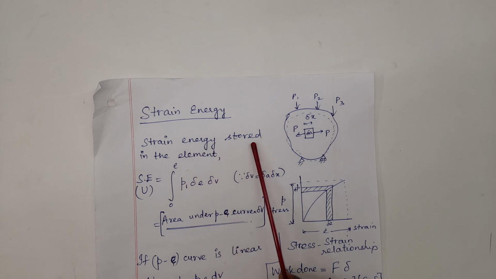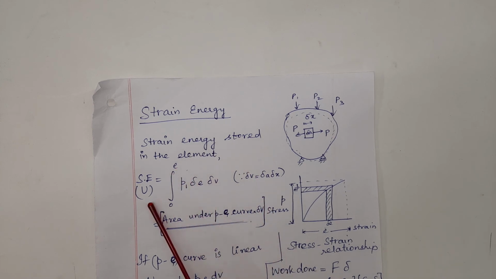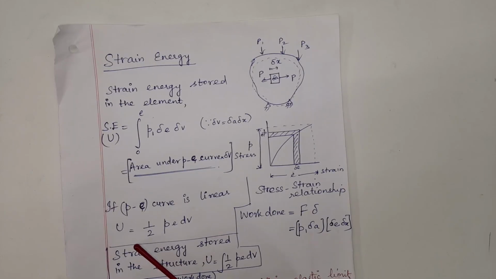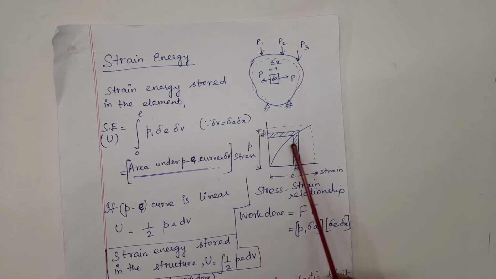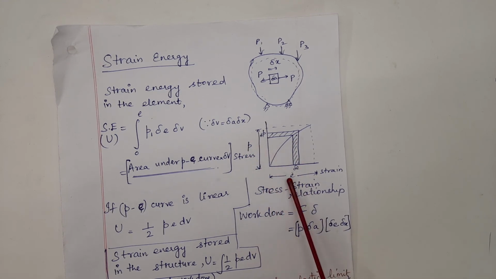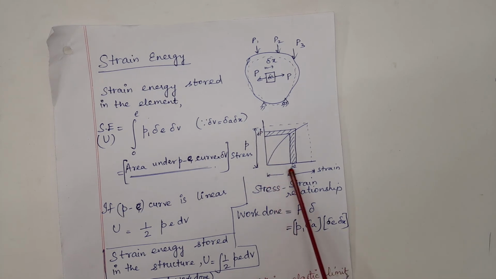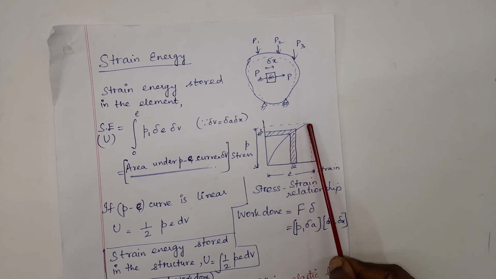Strain energy stored in the element is denoted by U. We write integral 0 to E of P1 delta E dV. I'll tell you how I've written this. Here a curve is drawn between stress and strain. As stress increases, strain also increases, and the curve is plotted here. It is a nonlinear curve.